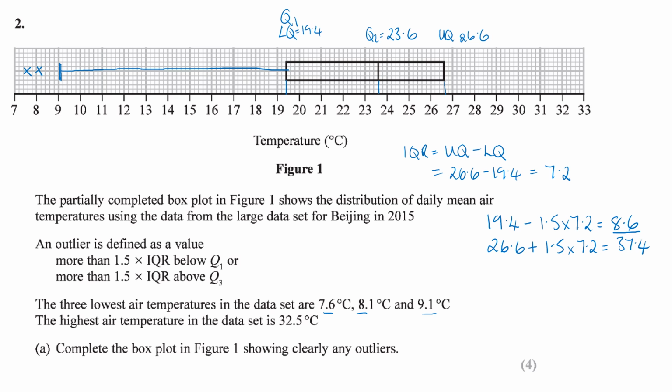And then at the upper level, anything above 37.4, but the highest value is 32.5. So we haven't got any outliers at the upper section. So 32.5 is just going to go in the middle there. Obviously use a ruler to do these in the exam, and that is our box plot.